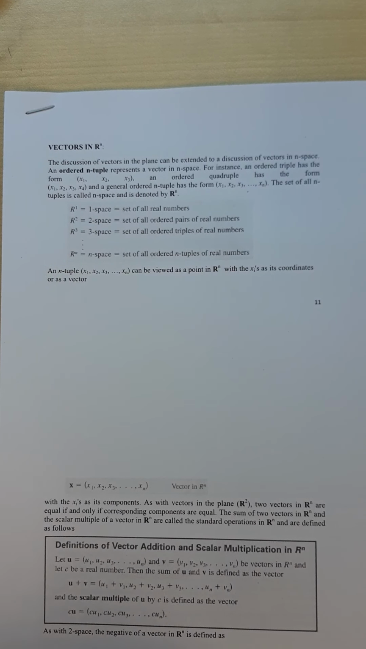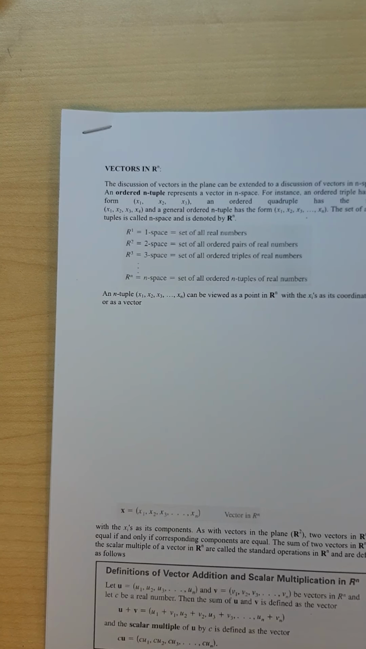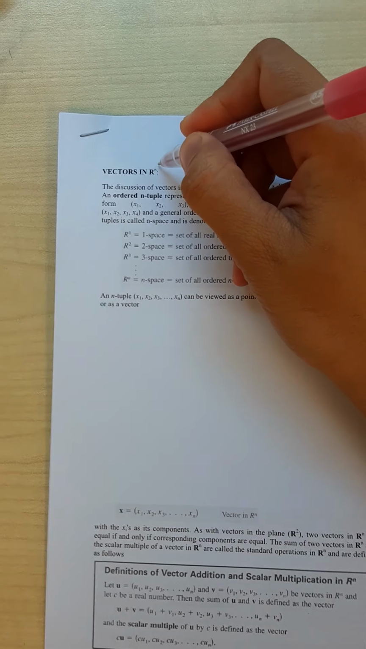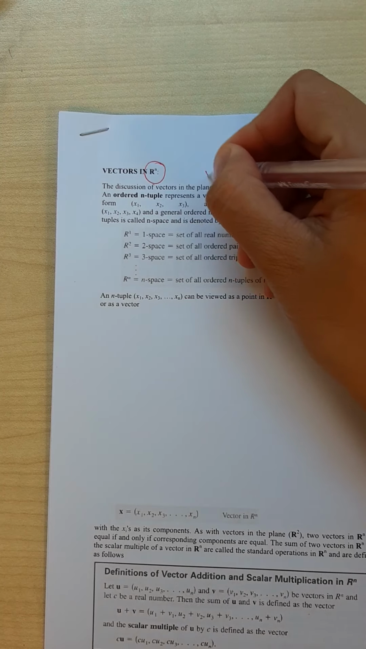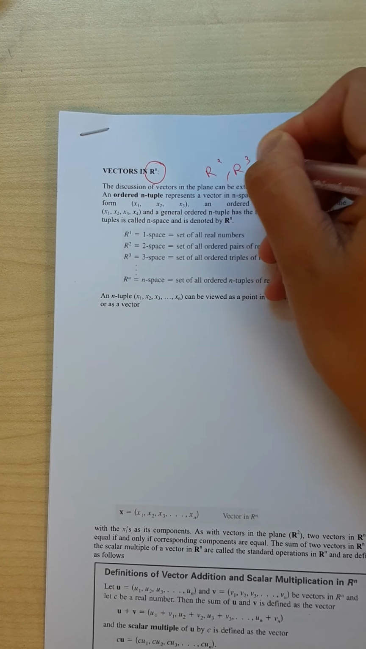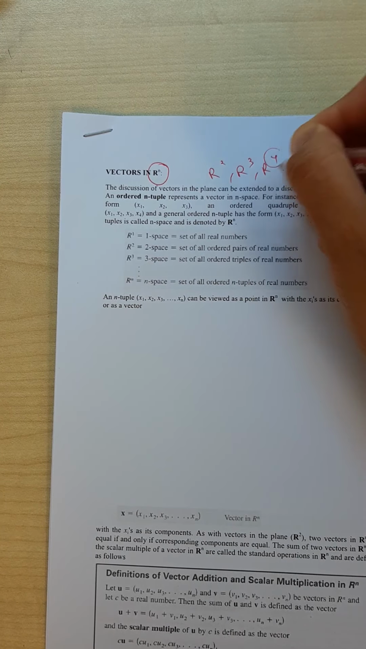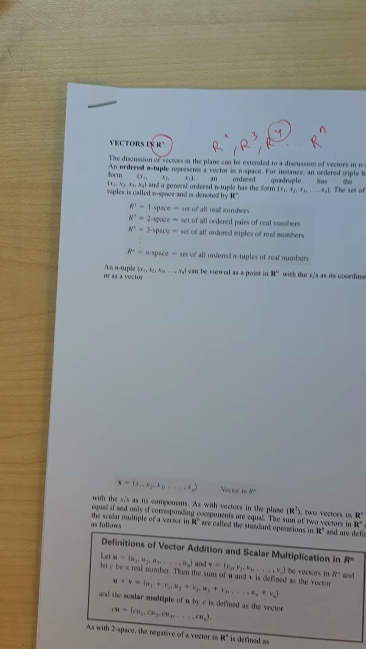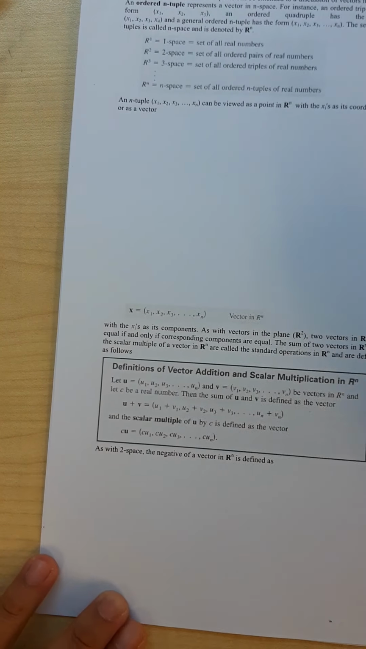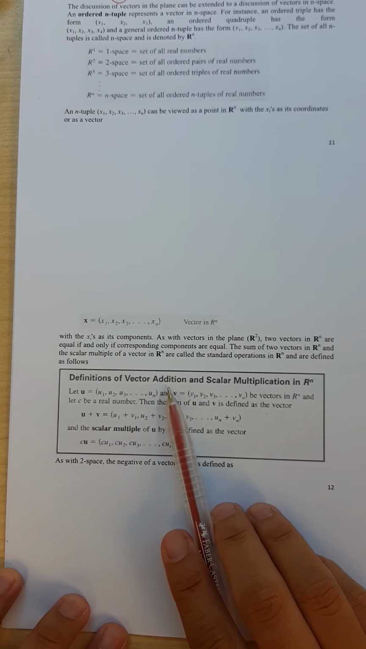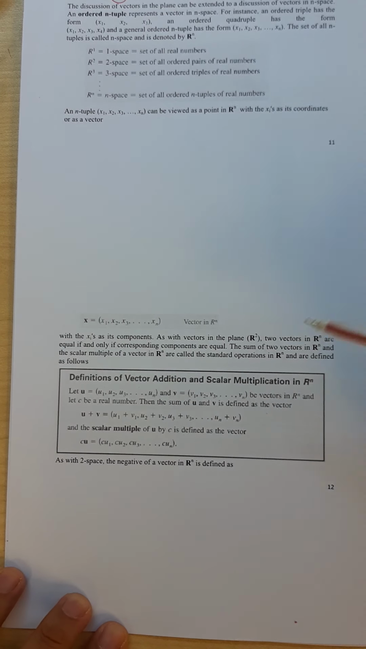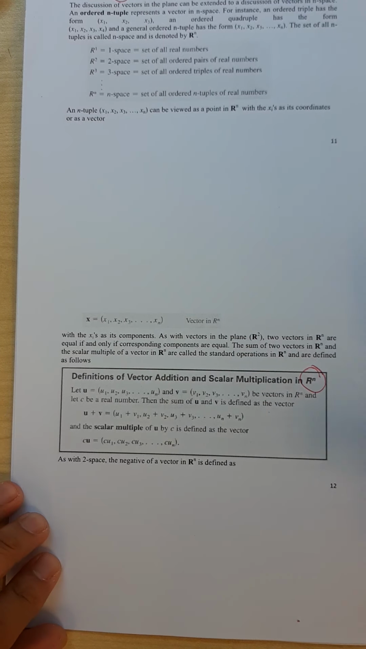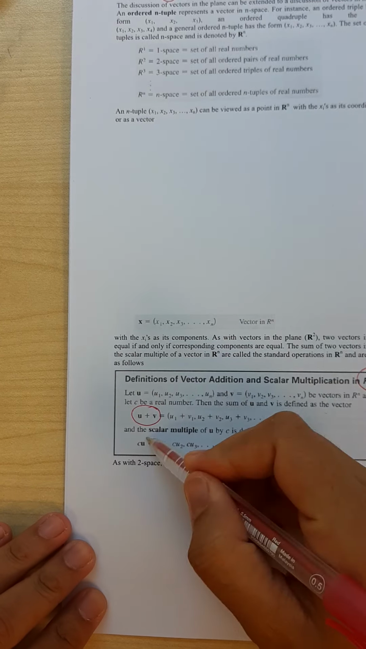Before we start, let's refresh what we did last week. Last week we had a look into this Rn. As you know, we have R2, R3, R4, and this number can go up to any number, so we noted that as Rn. Then we have the definitions of vector addition and scalar multiplication in Rn. This is the addition, and this is the scalar multiplication.